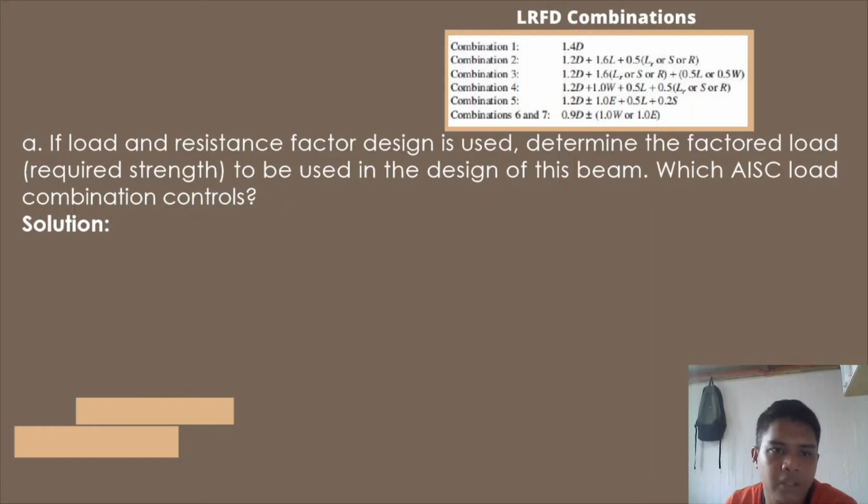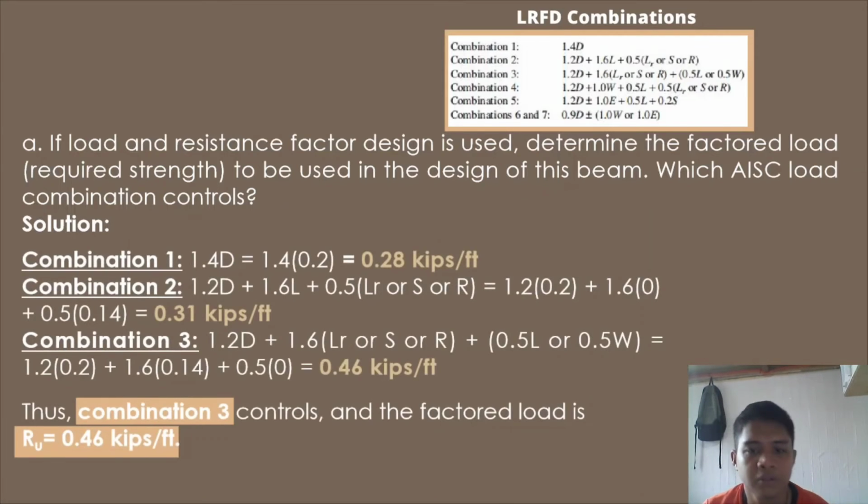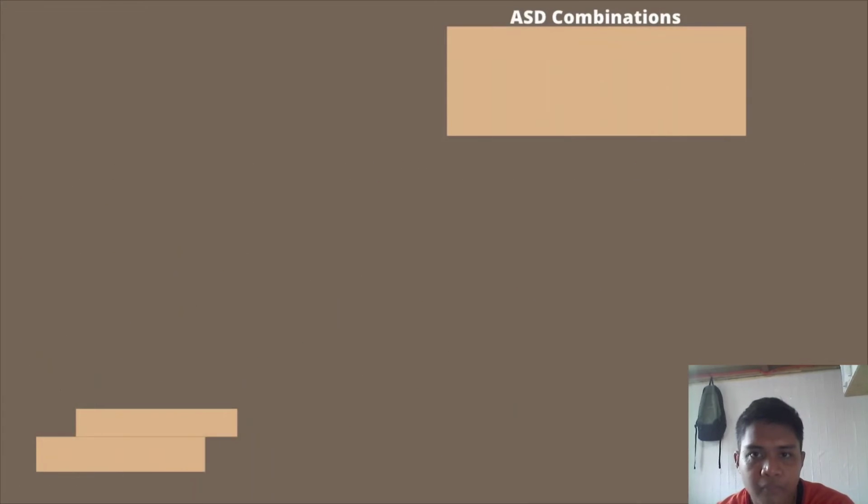If load and resistance factor design is used, determine the factor load required strength to be used in the design of the beam, which AISC load combination controls. So, as you notice here, 1 to 3 combinations ang gamit ko kasi yun nga, yung na-discuss ko kanina sa number 1, pwede na ito alisin kung walang wind and load. So, ngayon, same concept pa rin, i-substitute and then simple algebra. So, thus, combination 3 controls and the factor load is 0.46 kips per feet. Yan yung answer sa A.